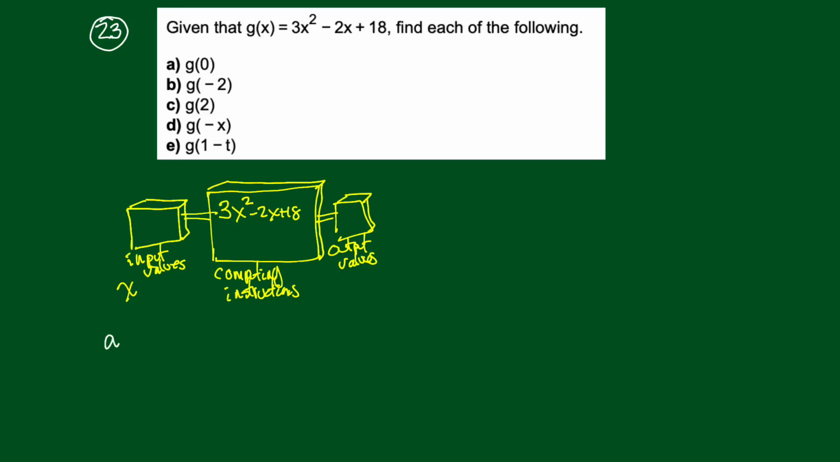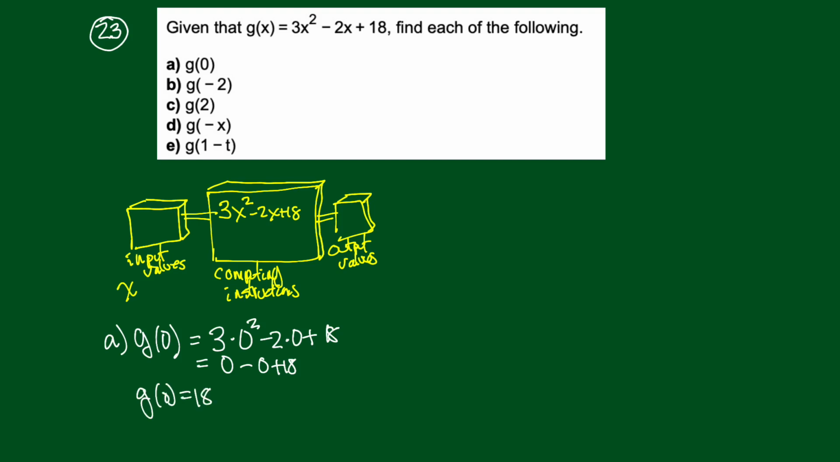So let's start here with part A. In part A, we want to find what is g of 0. All right, so now what's coming in is a 0. So put 0 in here. It's going to look like this. I'm going to get 3 times, now the x is holding a place for 0, so I'll get 3 times 0 squared minus 2 times 0 plus 18. Well, this is 0. This is 0. This is 18. So g of 0 is 18.